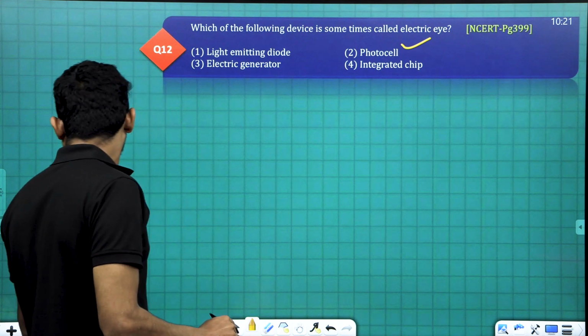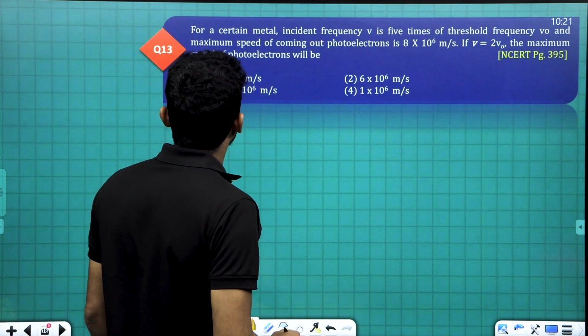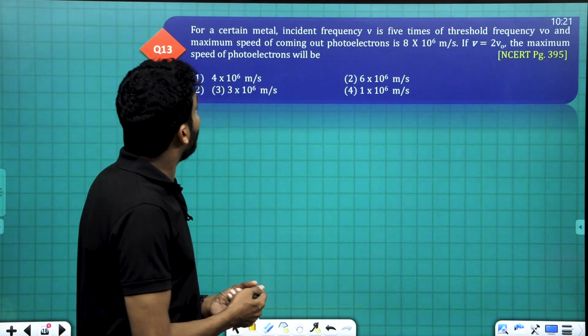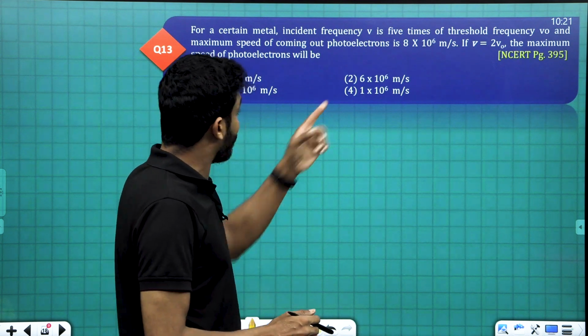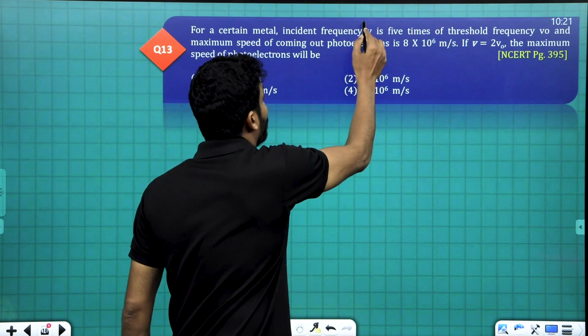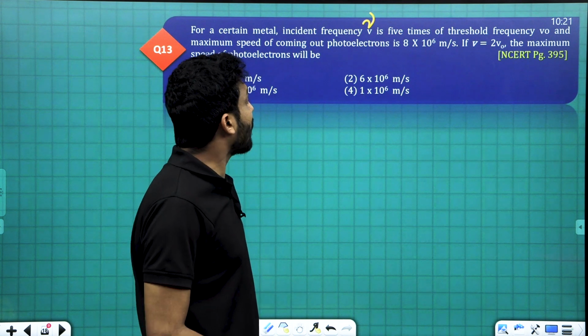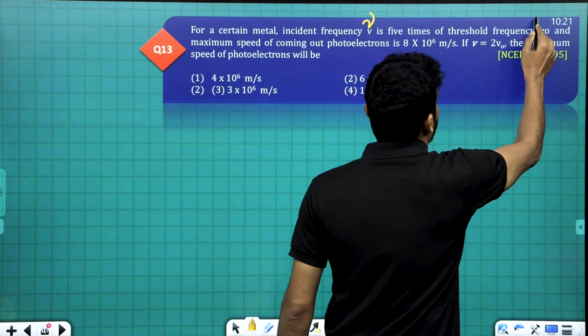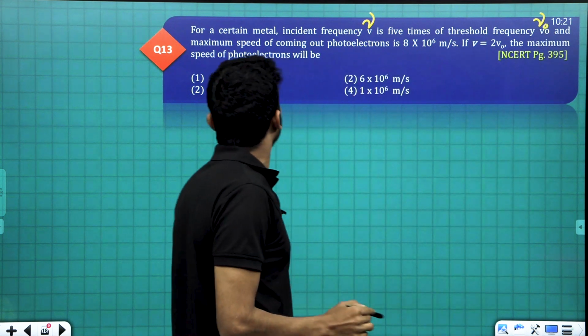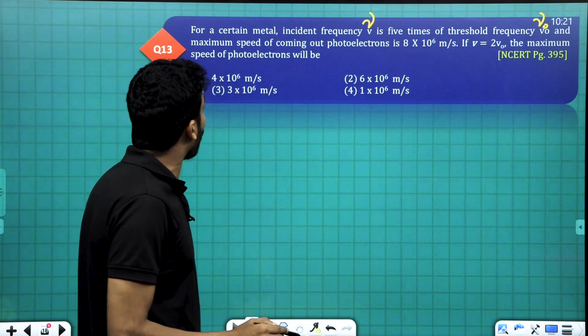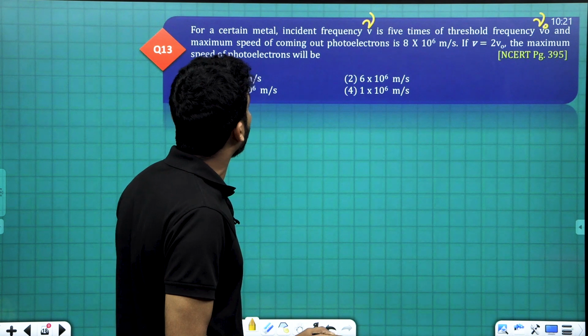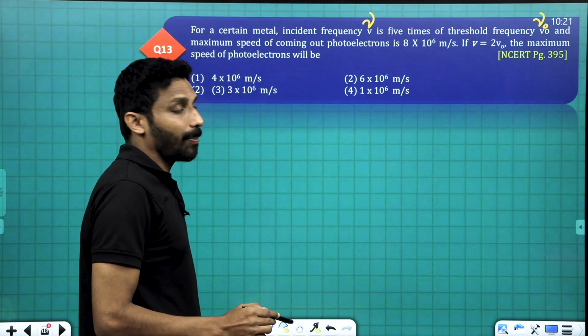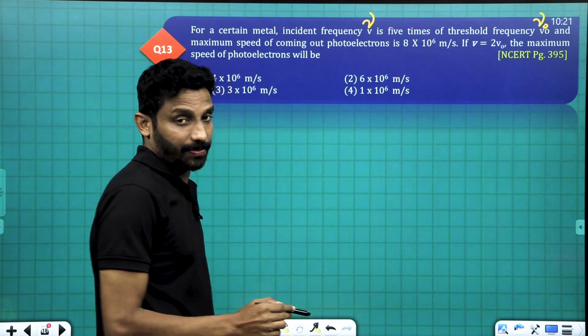Okay. Then 13th, for a certain metal, the incident frequency nu is 5 times the threshold frequency nu naught, and the maximum speed of the coming out photoelectron is 8 into 10 power 6 meter per second.